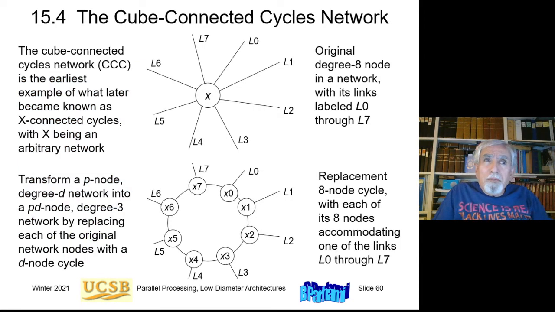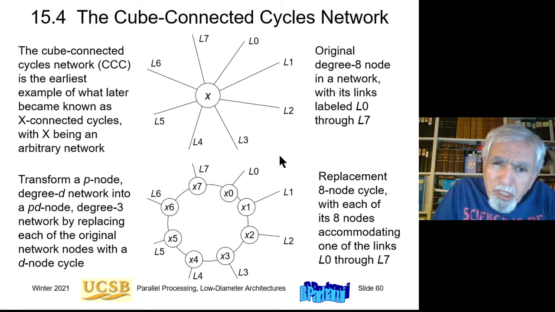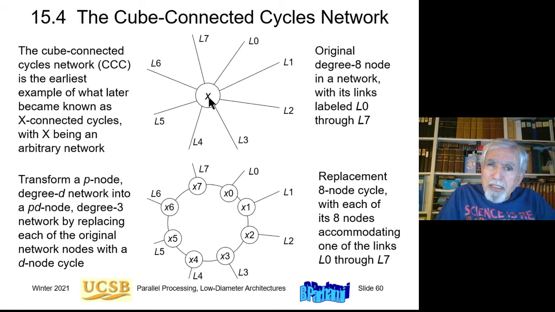Okay, another network that is inspired by the hypercube is the cube connected cycles network. Okay, before discussing the cube connected cycles network, let me show you a general strategy for deriving a new network from an existing network. So let's say I have an existing network in which each node X is connected to 8 neighbors. So this could be the 8-dimensional hypercube or any other network whose node degree is uniformly 8.